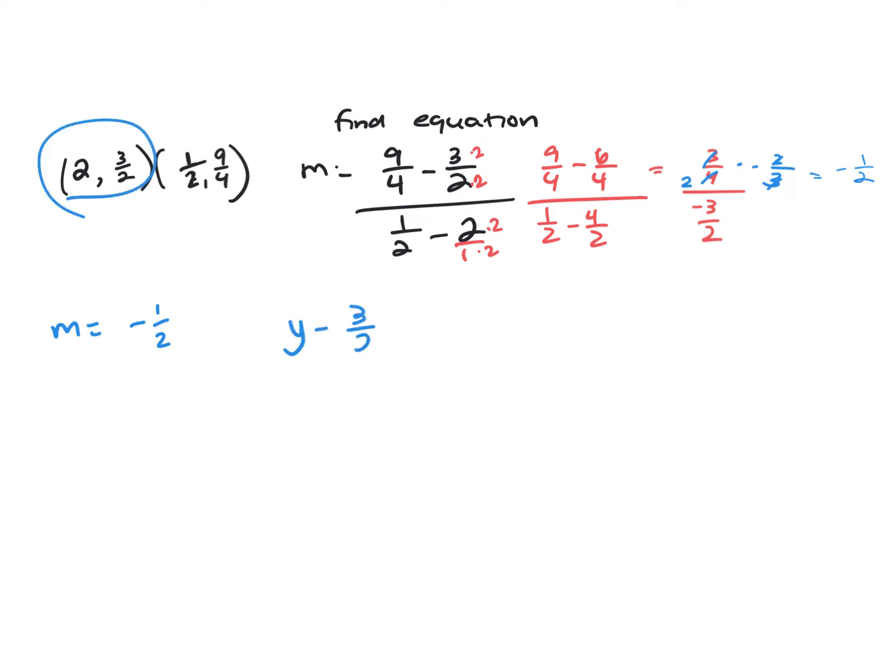Y minus y1 equals negative 1/2 times x minus x1. Distribute. When you multiply these, it becomes positive, and the 2's cancel, so it's just positive 1. Oh, I left off the x.